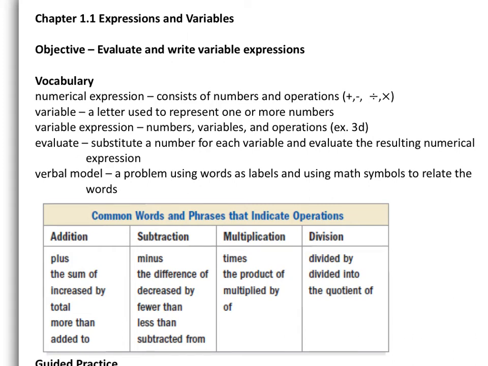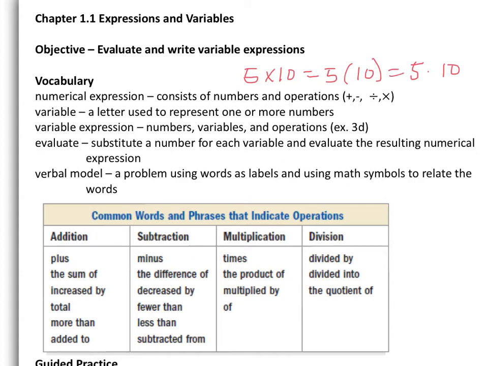L1.1 Expressions and Variables. In this lesson, we're going to learn how to evaluate and write variable expressions. Let's first take a look at some vocabulary terms. A numerical expression consists of numbers and operations, such as plus, minus, divide, or multiply. So I could take any number, such as 5, and multiply it by 10, and that would be considered a numerical expression. I can also write this as 5, open parentheses, 10, close parentheses, or 5 dot 10. They all mean the same.